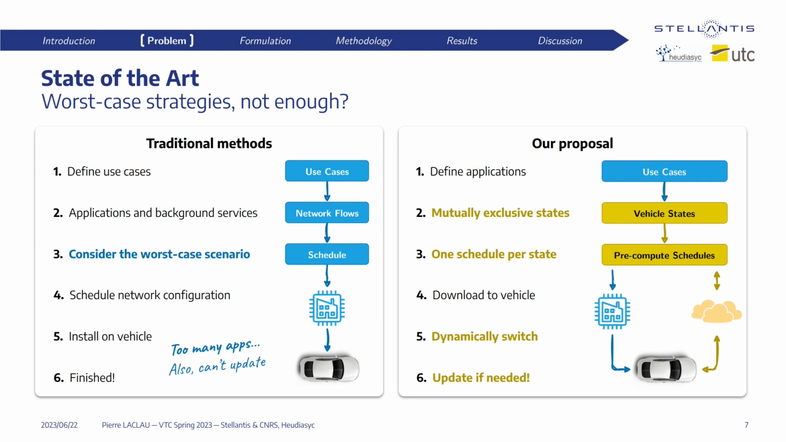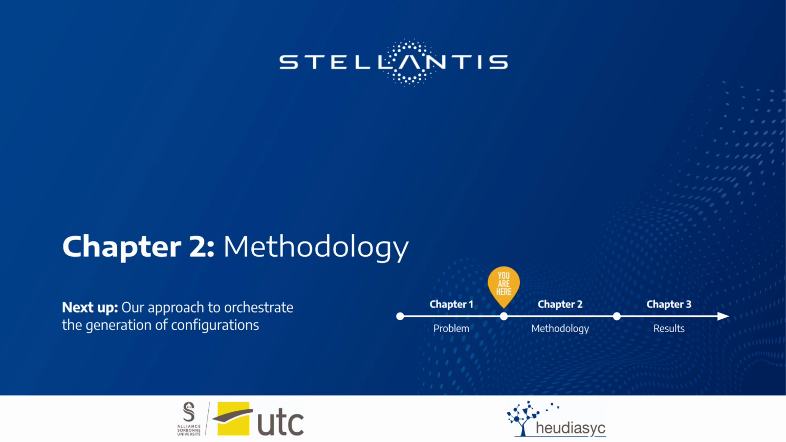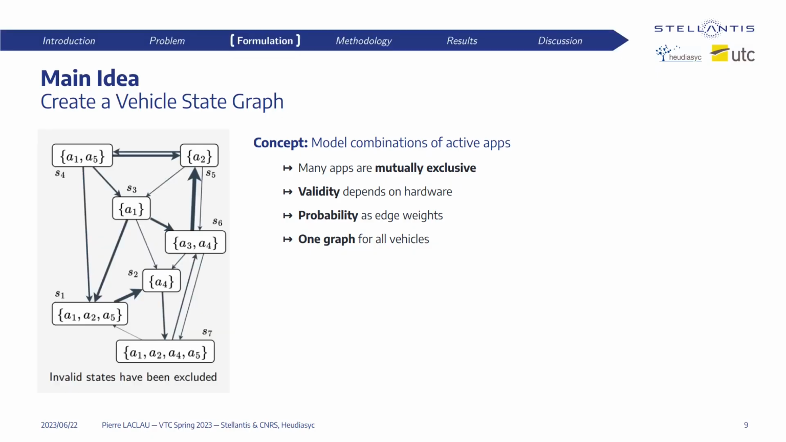So here's the methodology we used. To enable this, we introduce a new concept that automotive OEMs don't use yet. We introduce this concept of a vehicle state graph. So here you have a description of combinations of applications that might be active at the same time. So one corresponds to Spotify, the other to Netflix. And then we also model with edge transitions the probability of going from one state to the other, depending on observed states and so on.